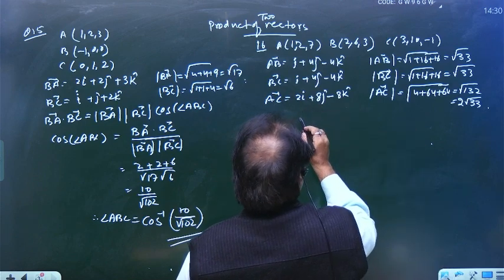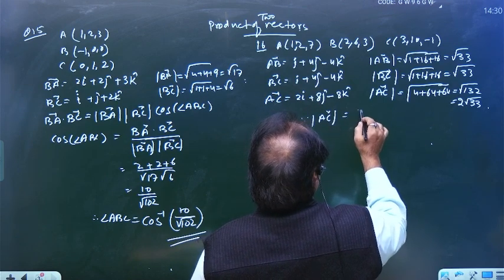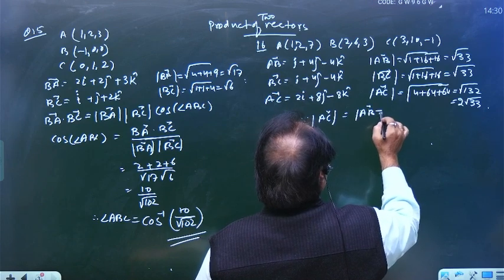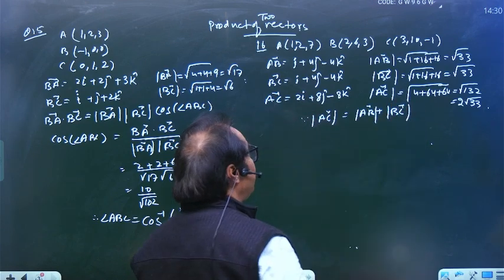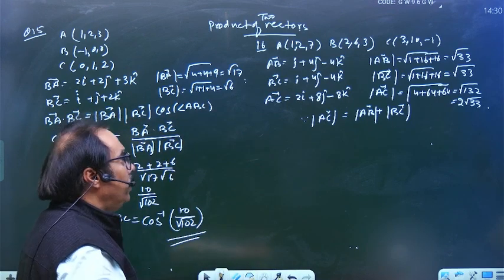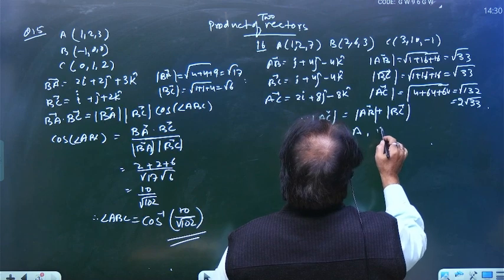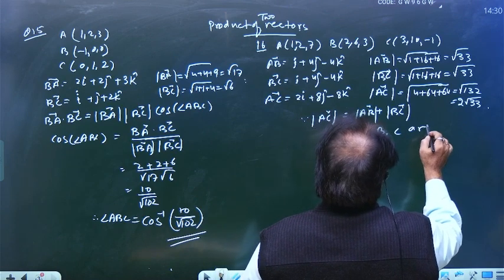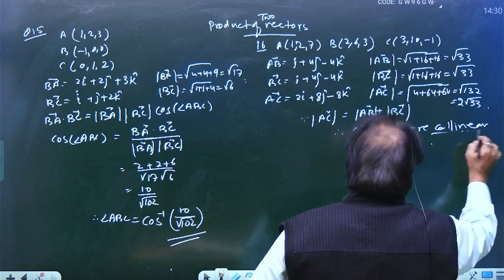So it means that magnitude of AC is equal to magnitude of AB plus magnitude of BC, because the sum of the magnitudes of two vectors is equal to the magnitude of the third vector. So therefore A, B, C are collinear.